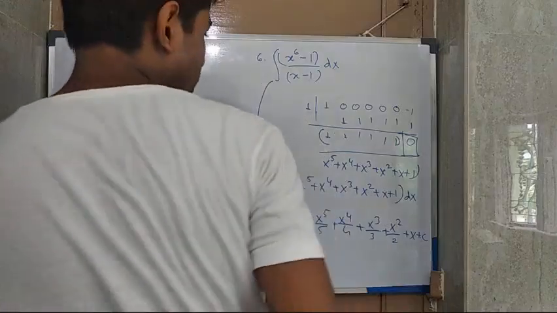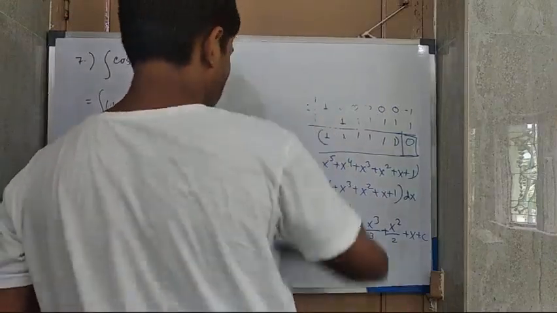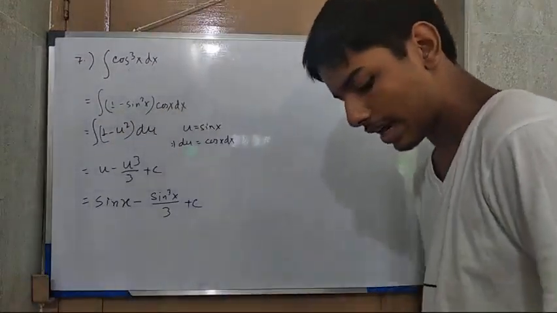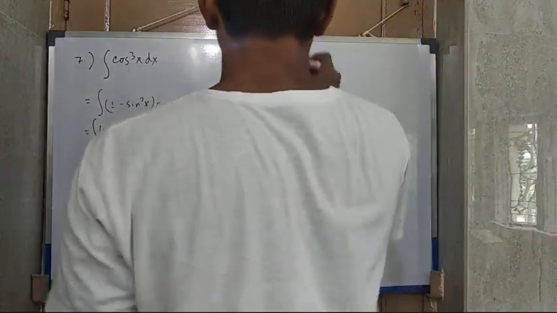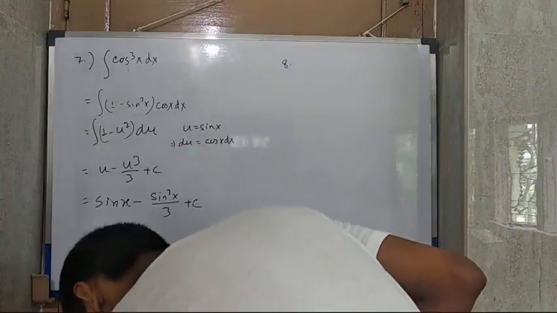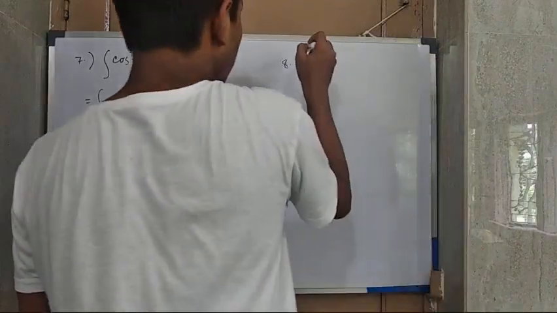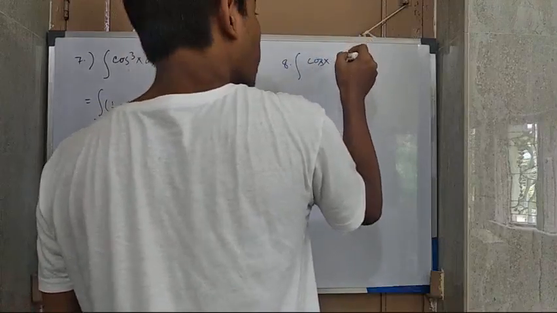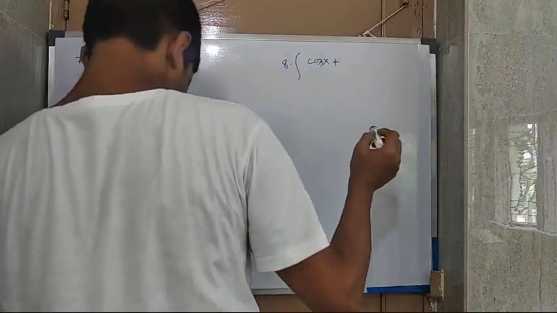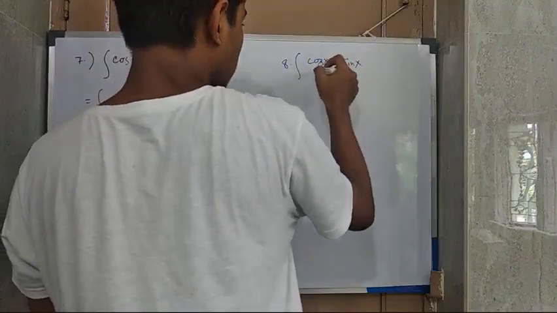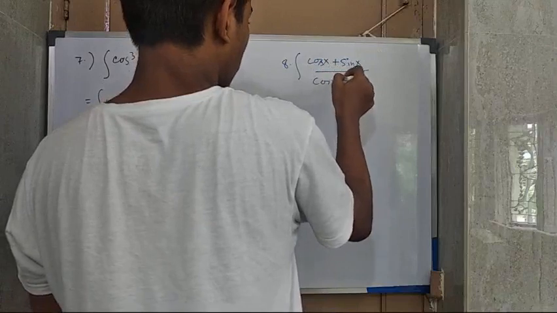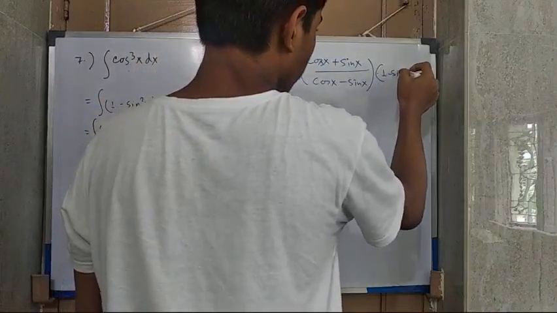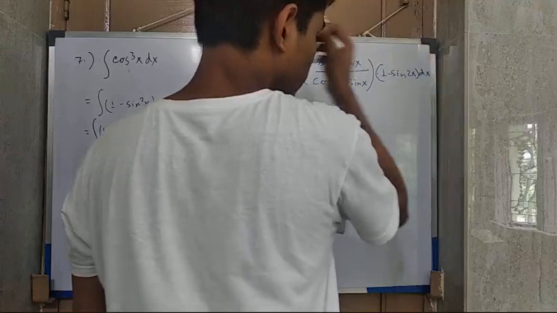Now let's proceed for the eighth question. The eighth question is integral cos x plus sin x divided by cos x minus sin x times 1 minus sin 2x dx.